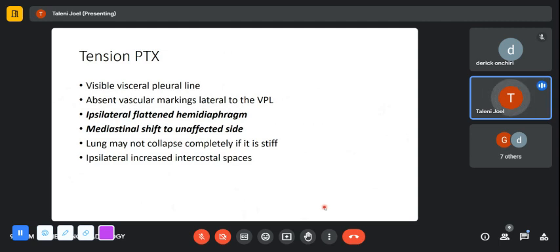Then the tension pneumothorax, the two important signs are highlighted here in bold. There's the mediastinal shift to the unaffected side, although it is said that in patients who have restrictive lung diseases, there might not be any mediastinal shift present. One of the most sensitive signs is actually flattening of the hemidiaphragm. That is an important sign of a tension pneumothorax. So ipsilateral flattening of the hemidiaphragm, and then if the patient's pathology allows, the mediastinum can shift.